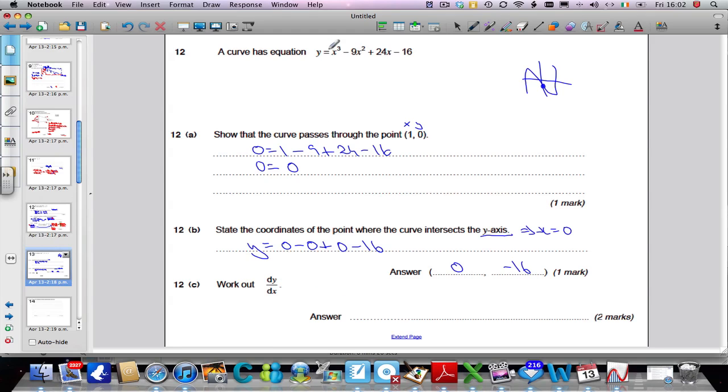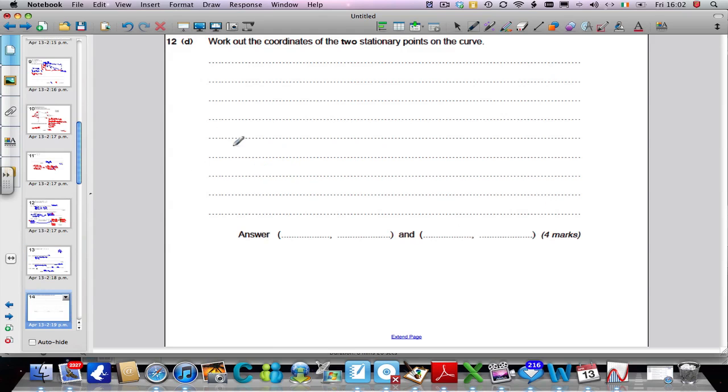Work out dy/dx, so differentiate. We take the power down in front, multiply by the coefficient of x, and then drop the power by 1. So we'll get 3x squared minus 18x plus 24. Handy 2 marks. Let's just write that down again: 3x squared minus 18x plus 24. We're going to need that to find the stationary points. So that's dy/dx.